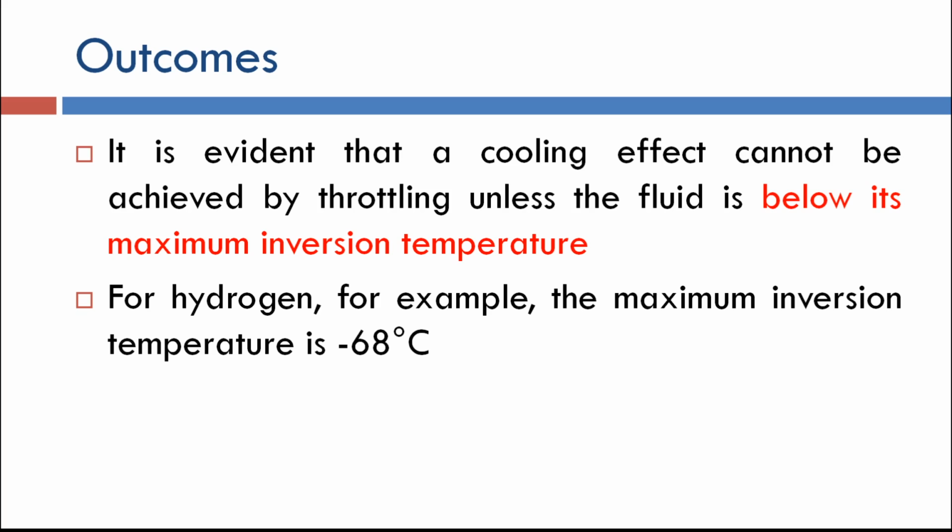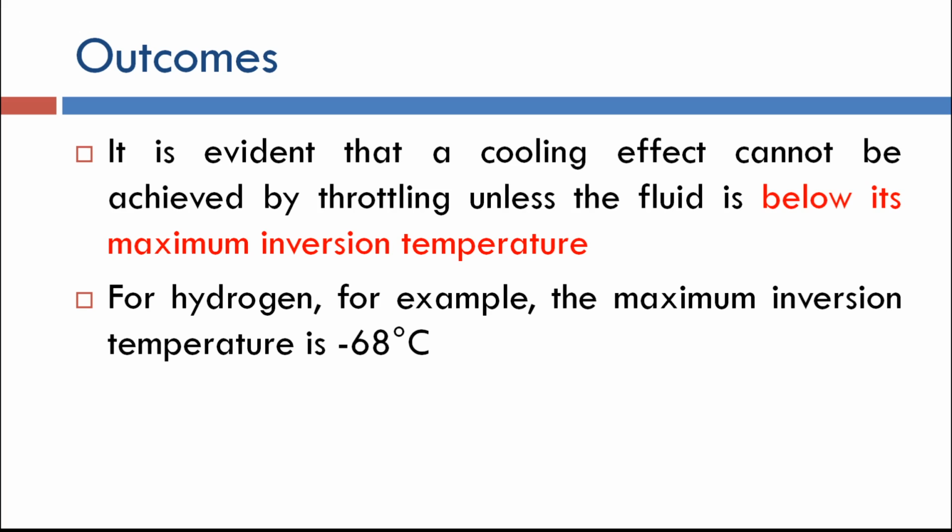From the Joule-Thomson coefficient and the inversion line plot, it is evident that the cooling effect cannot be achieved by the throttling process unless the fluid is below its maximum inversion temperature. Each and every fluid will have a maximum inversion temperature. If you do not cool the fluid below its maximum inversion temperature, cooling cannot be achieved. Otherwise, heating will take place during the throttling process.